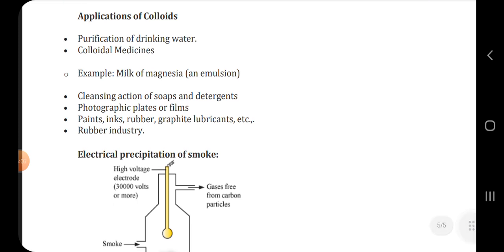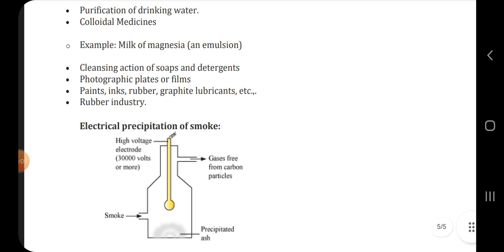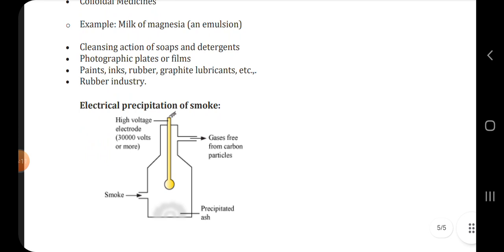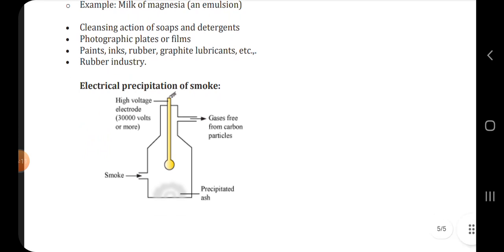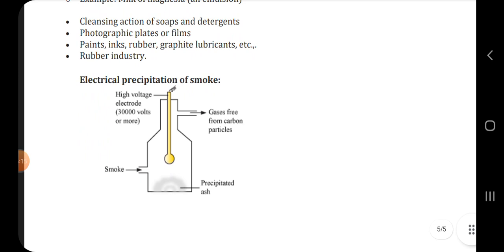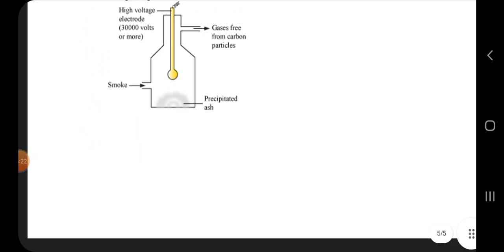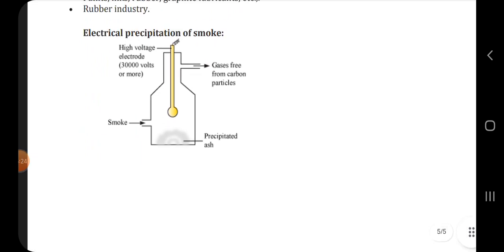Applications of colloids: purification of drinking water, colloidal medicines. Examples: milk of magnesia and emulsions. Cleansing action of soaps and detergents, photographic plates and films, rubber industries, and many more. And this is the electrical precipitation of smoke.